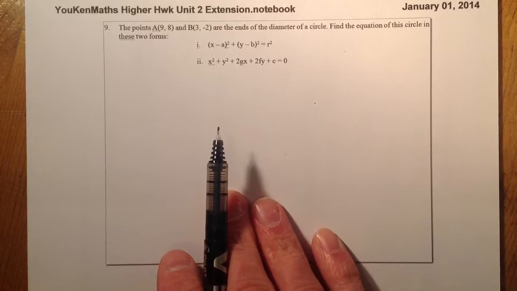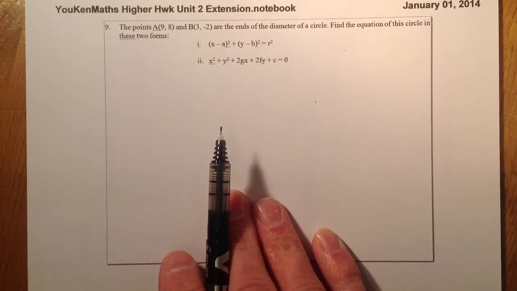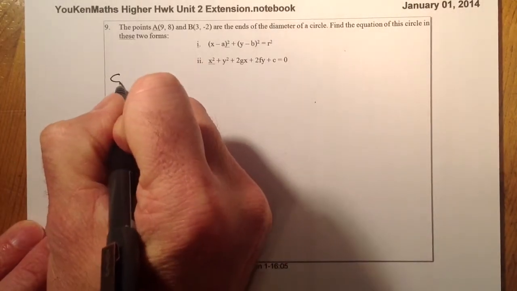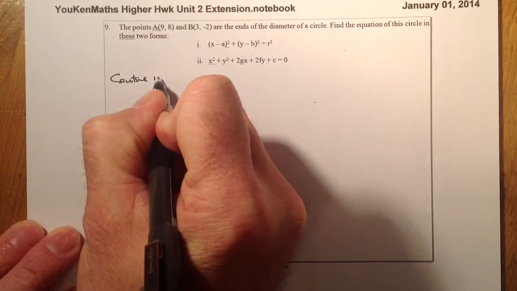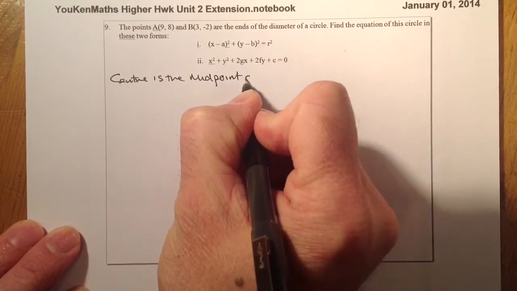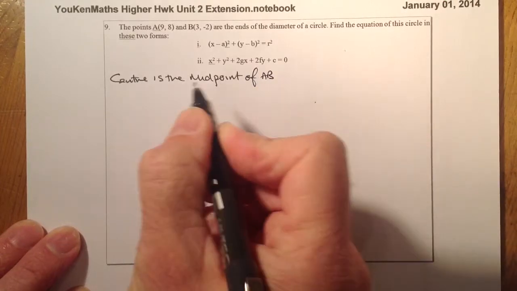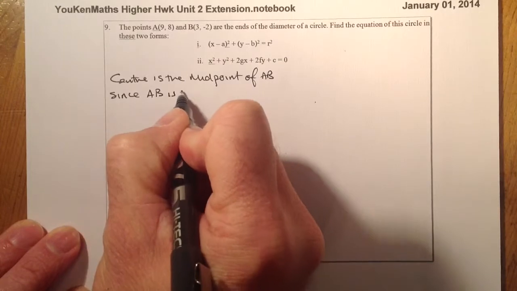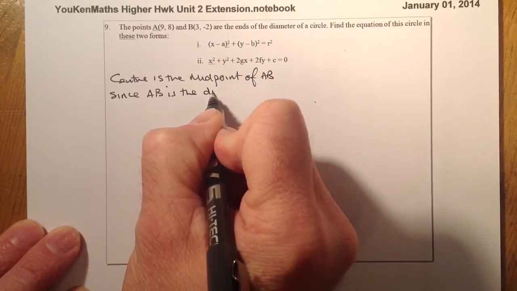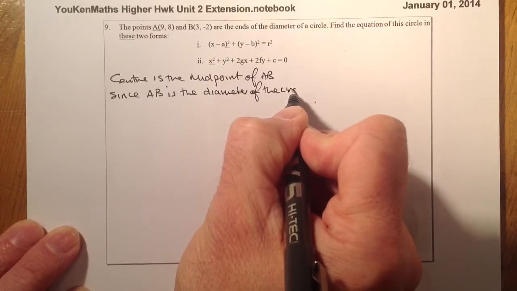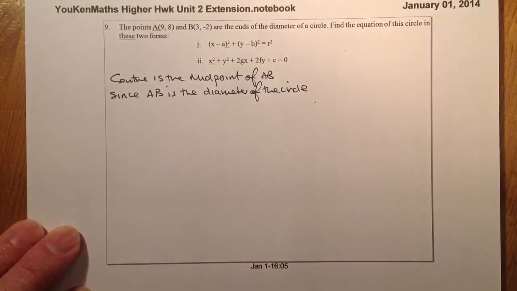Right then, the first thing we're going to do is find the midpoint. What I know is that the centre of the circle is the midpoint of AB, since AB is the diameter of the circle. Okay, so let's go for it.